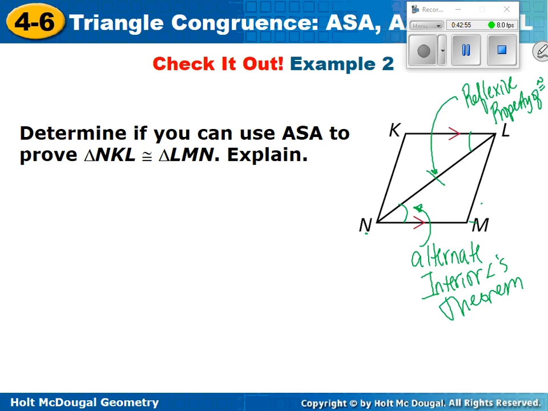All right. This one is no. Okay? So this one we only have one angle and one side, and we can't get anything else congruent. So again, draw your picture, mark your picture, and that'll be your explanation: by what you've marked, and that you don't have enough information. Okay?